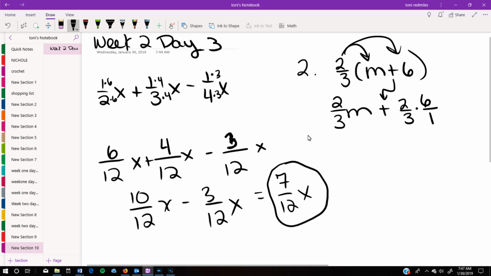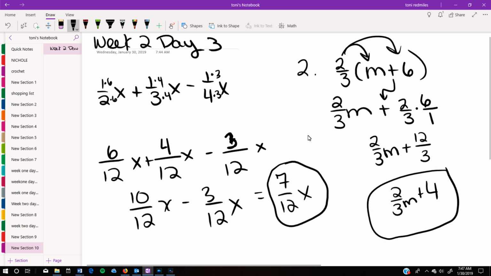All right, so multiplication first. 2 times 6 is 12. 3 times 1 is 3. And that is actually going to reduce down to a 4 because 3 can go into 12 4 times. Okay, so my ending resulting expression is going to be that.